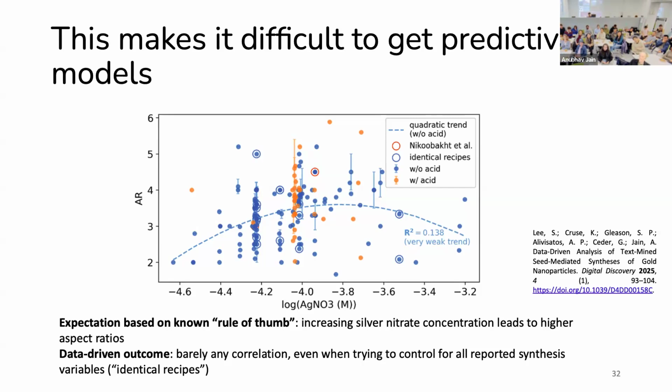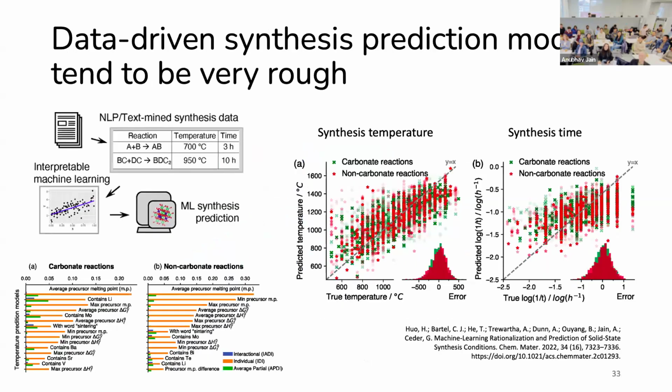So it's really hard to get predictive models out of these text mining models. Here's one that was also done in collaboration with Theta Group, where we looked at synthesis prediction models. This was for solid state synthesis. We were trying to predict what temperature we should react these precursors at, and for how long, in order to get our product phase out.